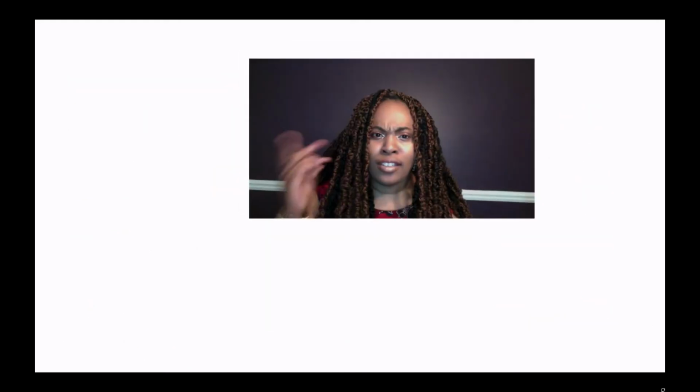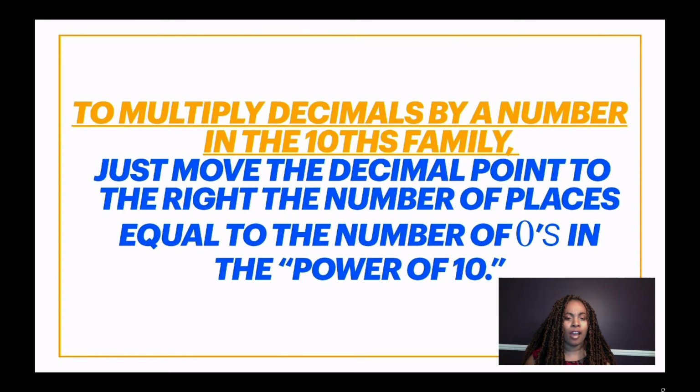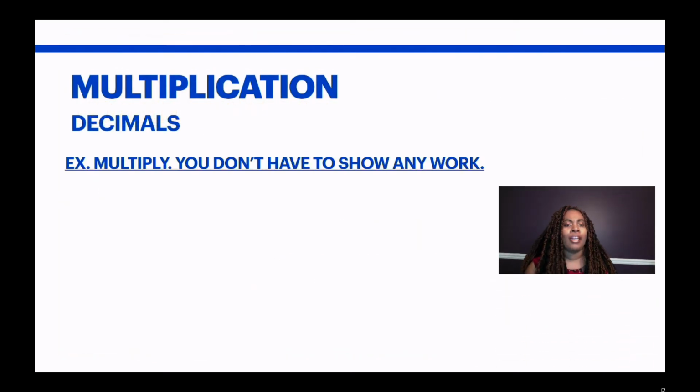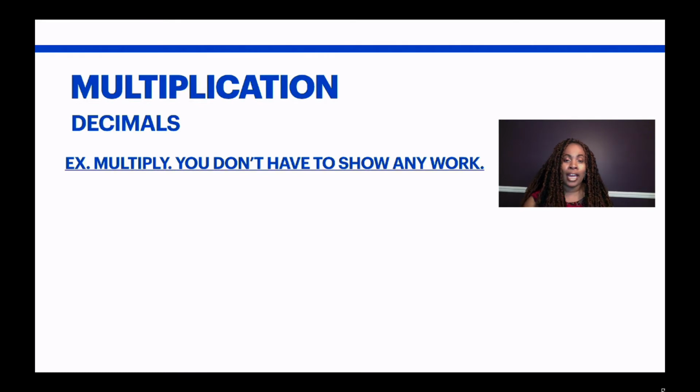Okay, great work! There's another fact that I want to make sure that you have in your notes. So make sure that you write this down. To multiply decimals by a number in the tens family, just move the decimal point to the right, the number of places equal to the number of zeros in the power of 10. Now I know that sounds like a lot, but I'm going to show you what I mean. I'm telling you, it's way simpler than it sounds. It's so simple that the instructions say multiply and you don't even have to show any work. That's very simple. Watch this.